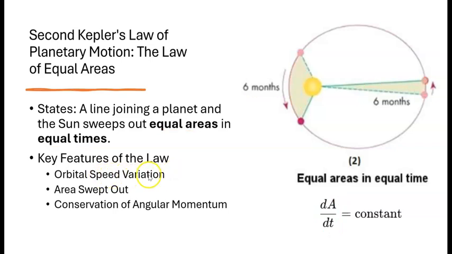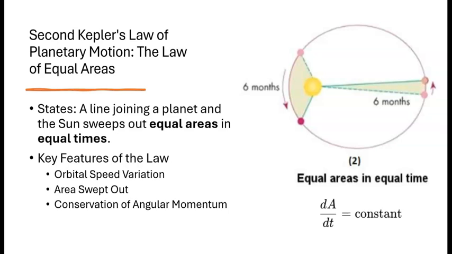For orbital speed variation, this actually refers to the planet. When the planet moves near the sun, the orbital speed is increasing, and when it moves away from the sun, it starts to decrease.